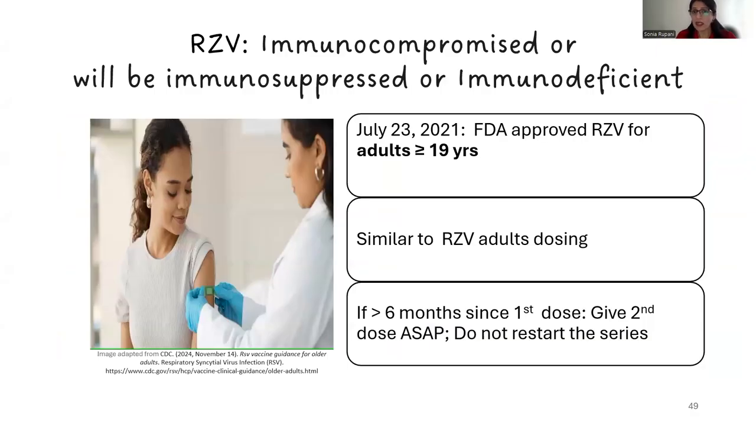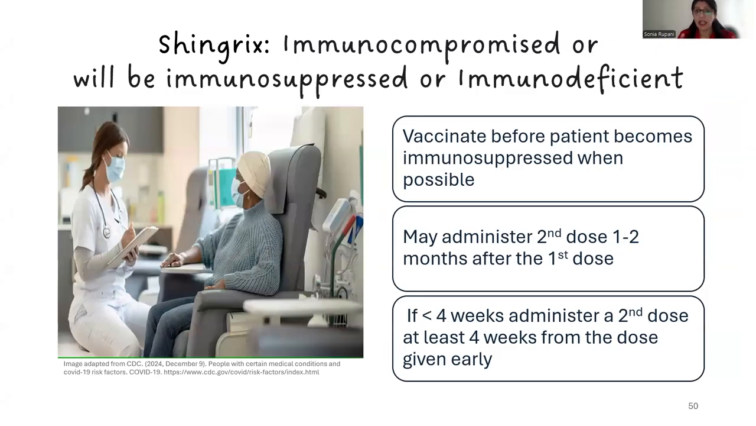In 2021, the FDA also approved the Shingrix, the RZV, for adults who are 19 years and older if they are immunocompromised or will be immunosuppressed or immunodeficient. The dosing remains the same as for adults who are 50 years and older. The recommendation is to vaccinate patients before they are immunosuppressed when possible. We may administer the second dose 1 to 2 months after the first dose, and if for any reason they were vaccinated before the 4 weeks, then the recommendation is to repeat a second dose 4 weeks after that dose was given.